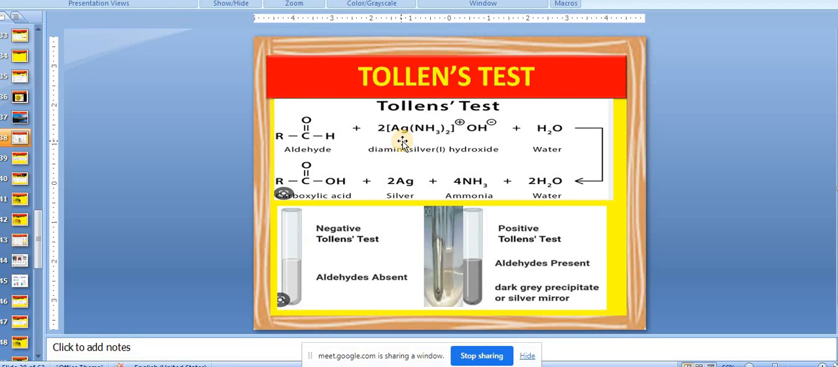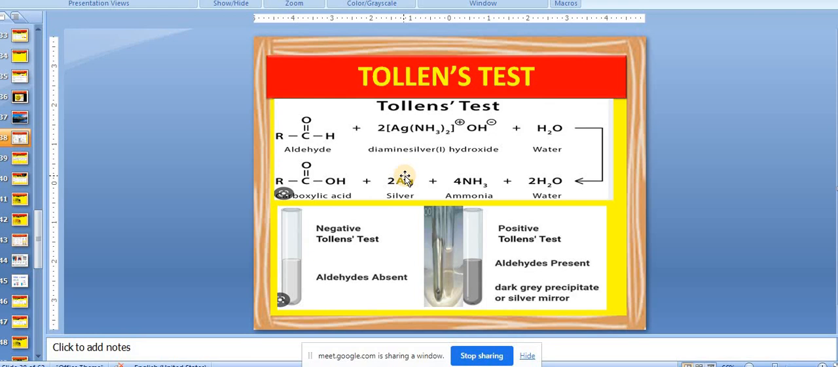What is the valency of silver in Tollen's reagent? Can anyone please tell? Yes, +1. Now, if +1 valency changes to 0, what does it say? Oxidation or reduction? Reduction. Yes, reduction. So it means Tollen's reagent acts as an oxidizing agent.